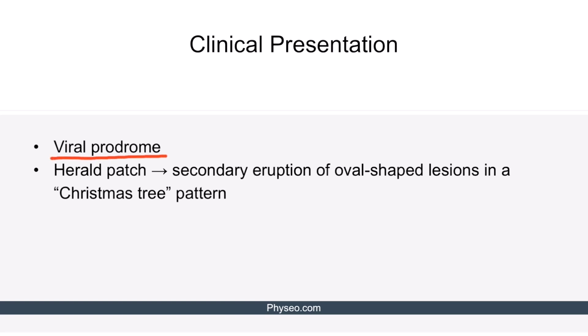By this, we mean that they may have nonspecific symptoms, such as a fever, nausea, muscle aches, and a headache. Then the patient will get a characteristic set of rashes. First comes the herald patch, followed by a secondary eruption of oval-shaped lesions in a Christmas tree pattern. Let's take a look at these two rashes.